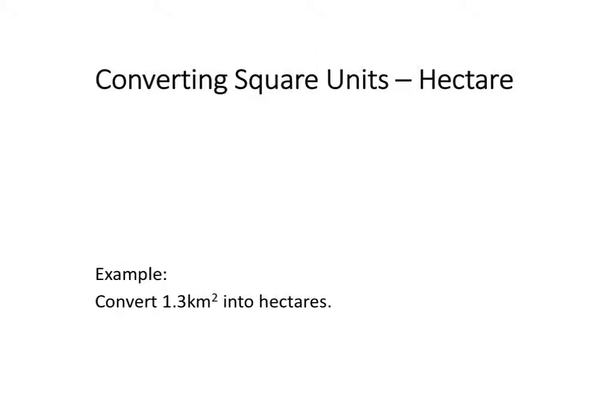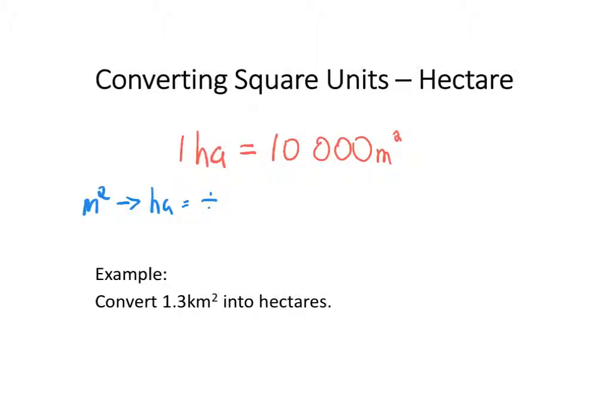Another common unit of measurement we use is the hectare. Now 1 hectare, and we use the abbreviation HA for hectare, is equal to 10,000 meters squared. So to go from meters squared to hectares, I want to divide by 10,000. Or to go from hectares to meters squared, I want to times by 10,000.